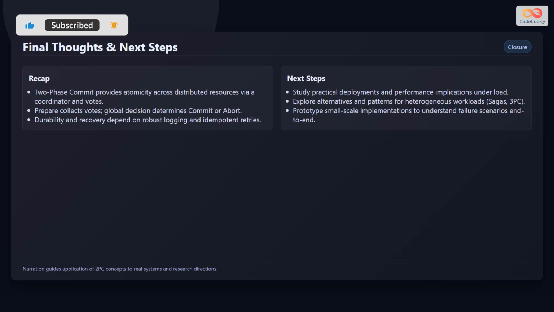You now understand the fundamentals of two-phase commit, including how it ensures atomicity, how the prepare and commit phases work, and the importance of durability and recovery. To deepen your knowledge, study real-world deployments and their performance implications under load. Explore alternative patterns like three-phase commit and Saga patterns to understand how they address the limitations of two-phase commit. Finally, try building a small-scale implementation yourself to experience failure scenarios firsthand. This hands-on practice will solidify your understanding and prepare you for designing robust distributed systems.